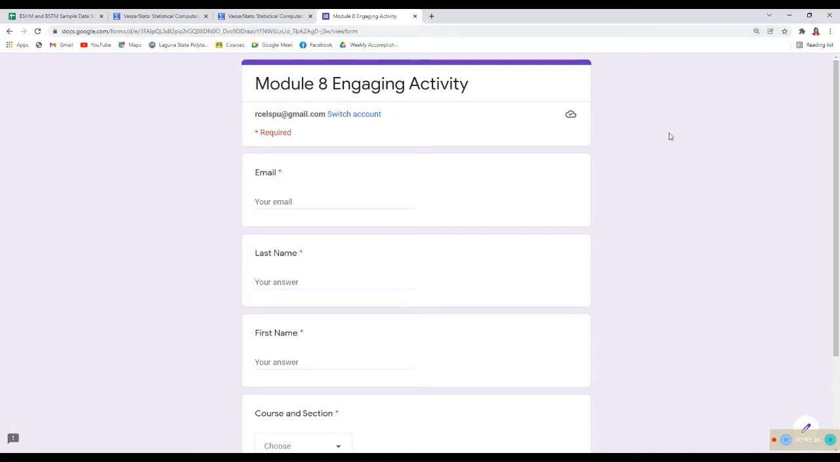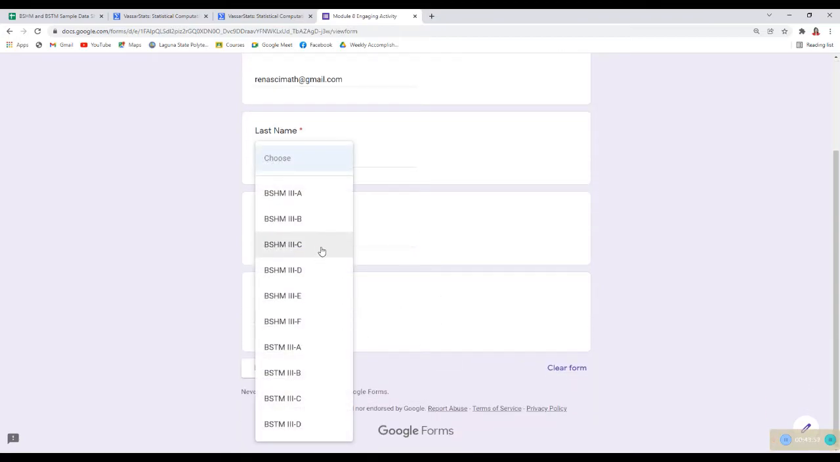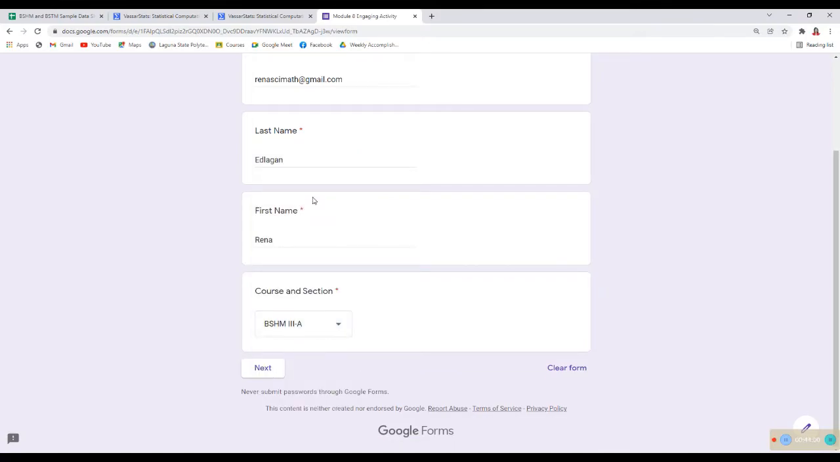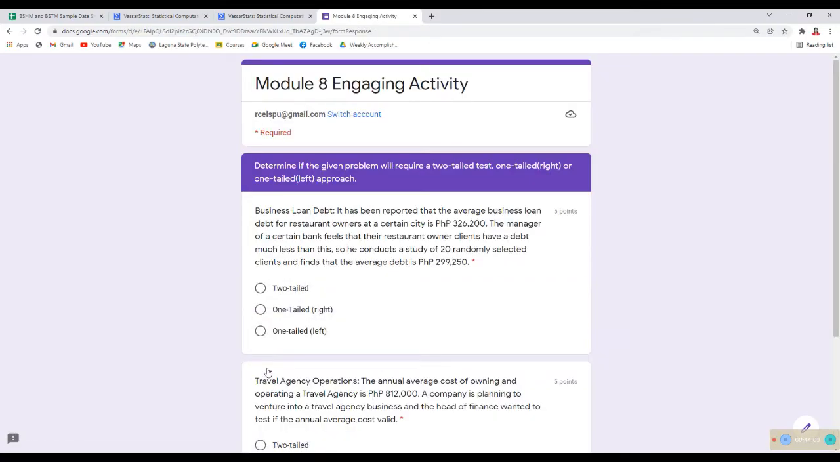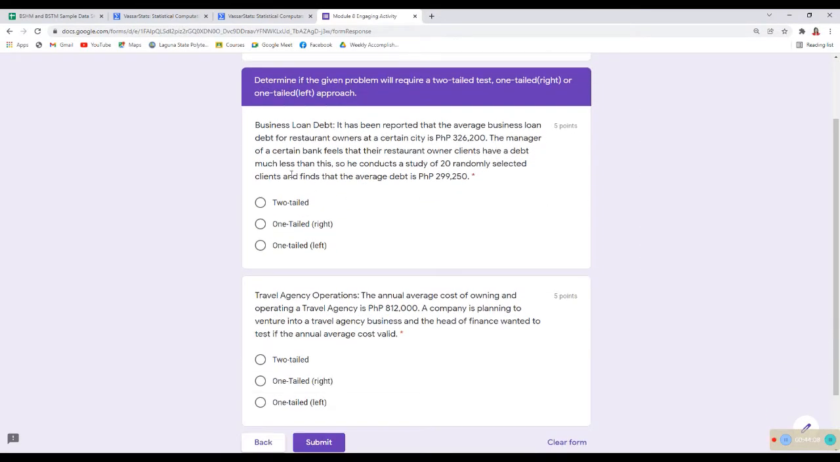This is what you will answer. You have to include your email, for example renasimat@gmail.com. Last name, Edlagan, Rena. Course and section, for example, BSHM 3A. Next. You cannot proceed until you answer both. It is 5 points each, just two items. Just analyze whether your alternative hypotheses are two-tailed, one-tailed right, or one-tailed left. Greater than or less than.